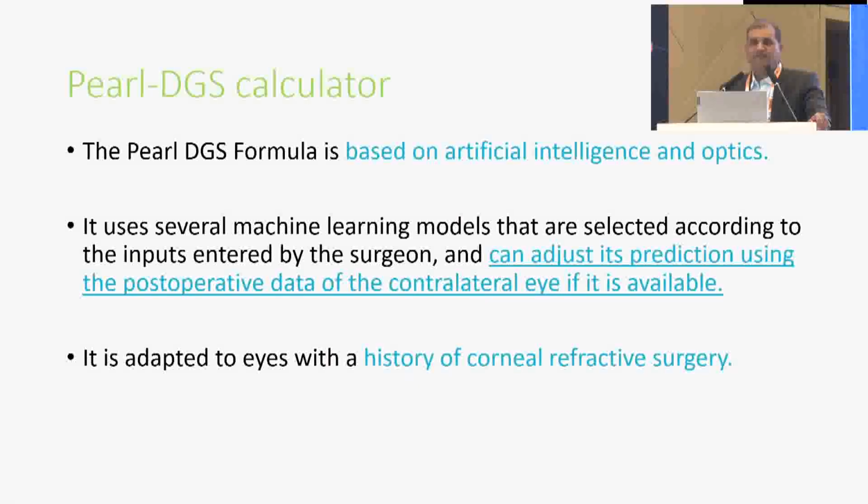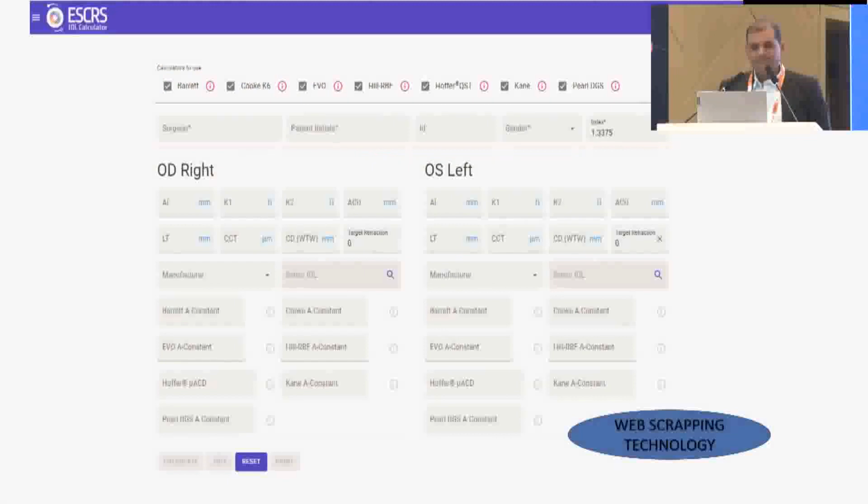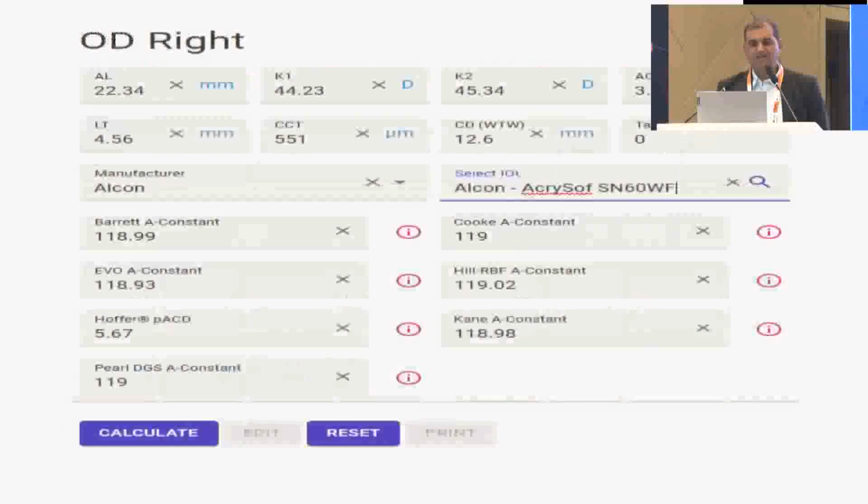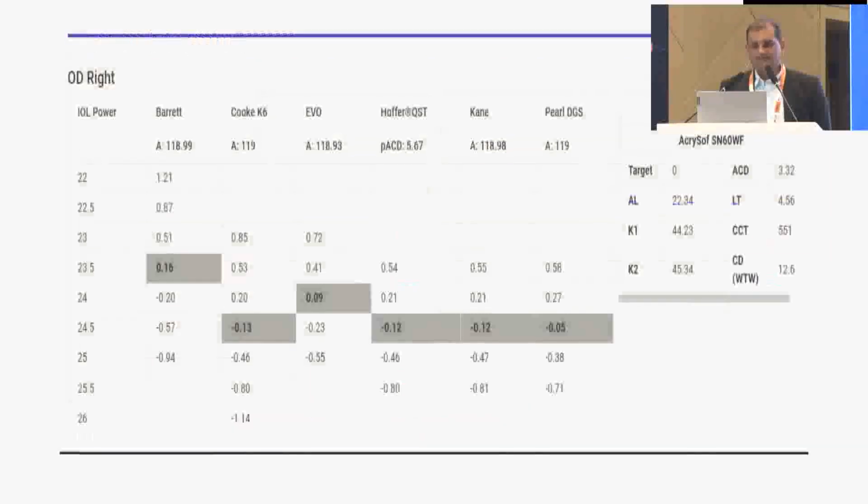They have another additional advantage: they can adjust the prediction of the post-operative data using the fellow eye. Suppose you have a refractive error in one eye, you should use the PEARL DGS calculator, where you can plan the correction for the other eye. The most recently introduced is the ES series IOL calculator, which is available to all of us free online and which incorporates many formulas: Barrett, Cook 6, EVO, Hill-RBF, Olsen, Kane and PEARL DGS. We just have to put in the data and all 7 formulas come up as a result. So it works very well for us.